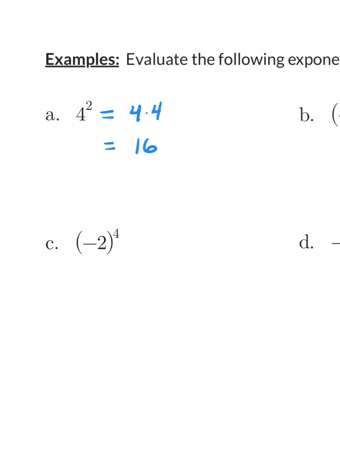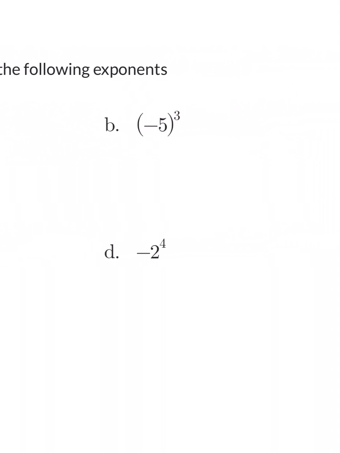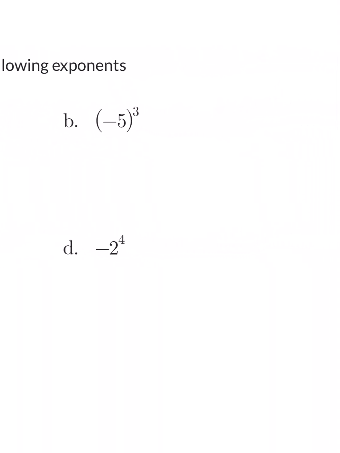All right, now the next thing that I want to talk about is the new material, which is negatives and exponents. And we're going to see just some different things that happen. If we look at example B, we have -5 cubed. If we write this in expanded form, this is -5 times -5 times -5.